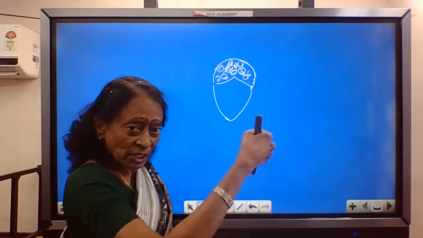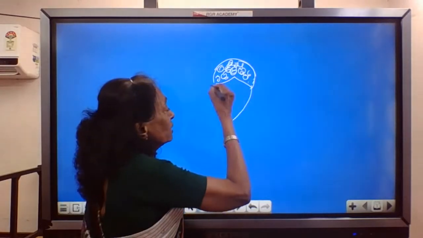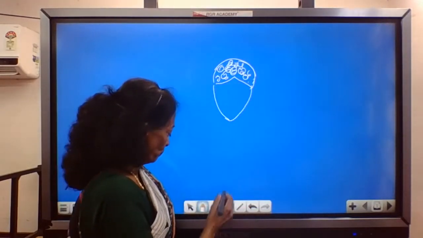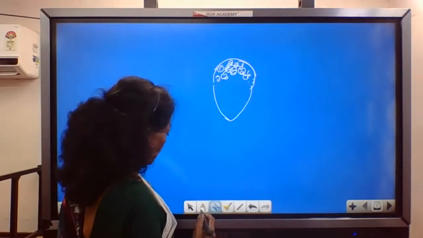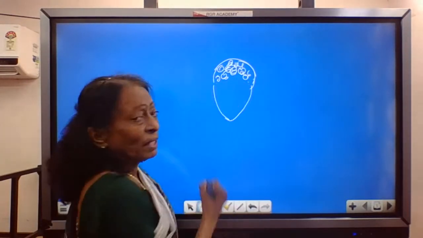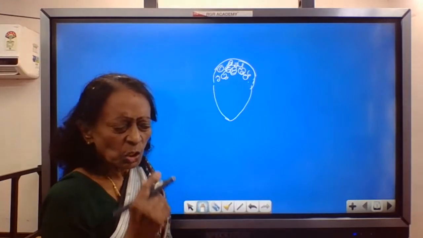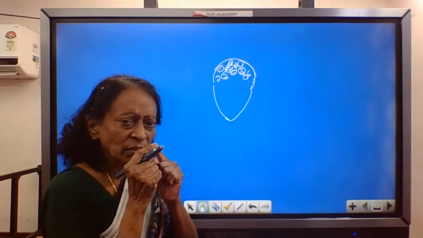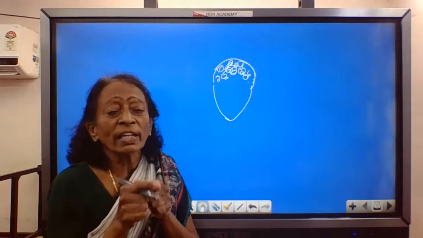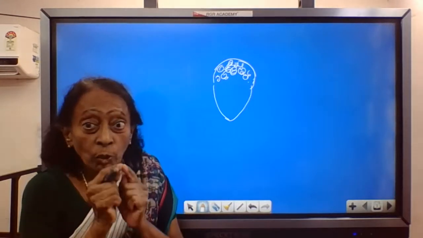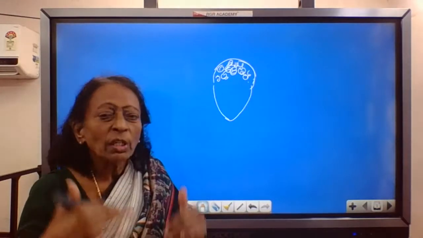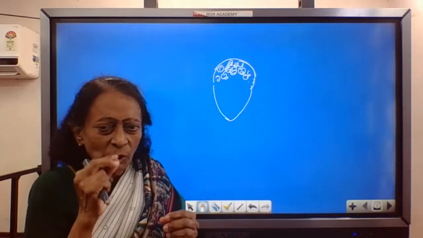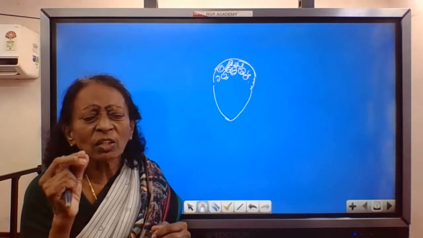There won't be a depression on the groove. In this V-shaped structure there are a number of papillae. The papillae are small elevations on your tongue. Put out your tongue in front of the mirror and you will find it uneven. It's not a smooth painted area. There will be small elevations. These elevations are called papillae.